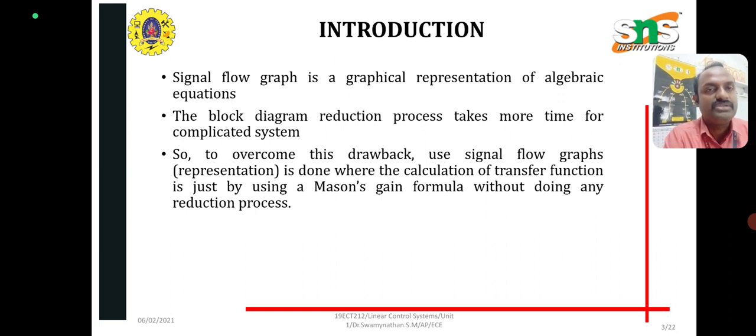The signal flow graph is a graphical representation of algebraic equations. The block diagram reduction process takes more time for complicated systems. To overcome this drawback, we use signal flow graphs, where the calculation of the transfer function is done just by Mason's gain formula, without any reduction techniques.